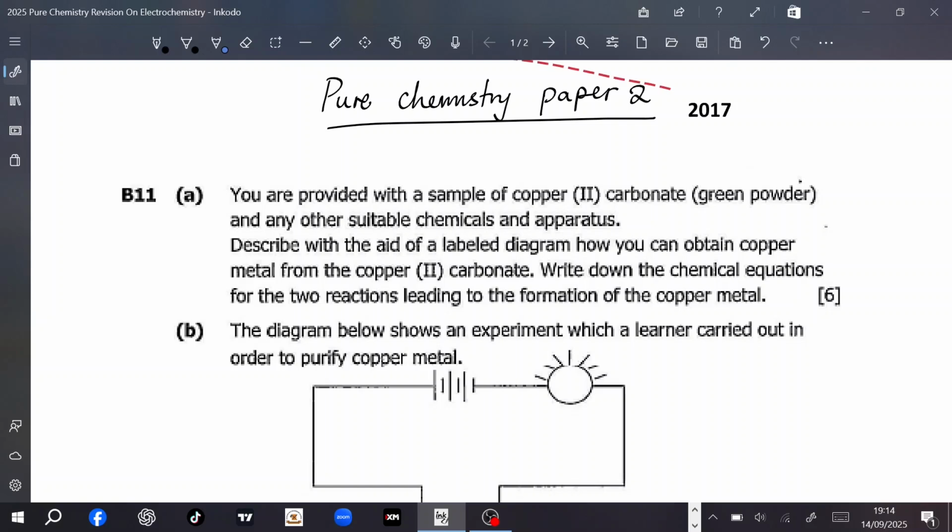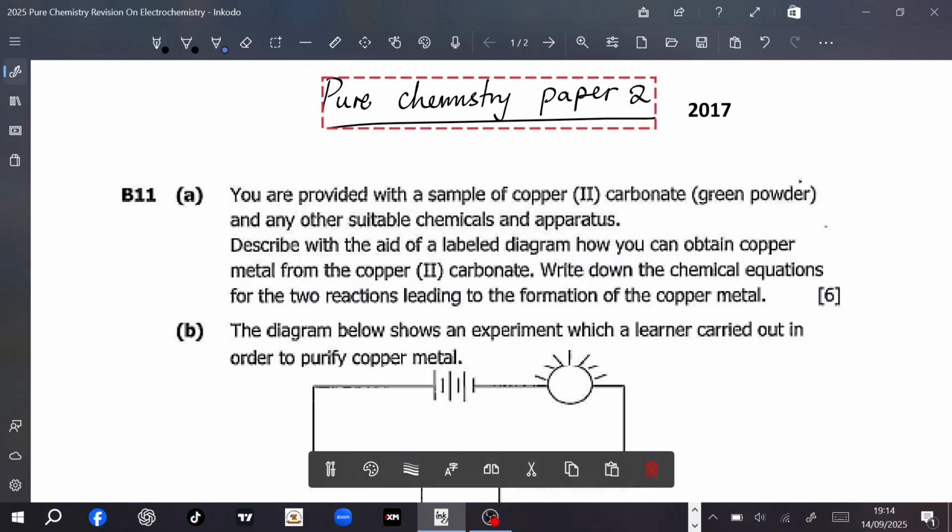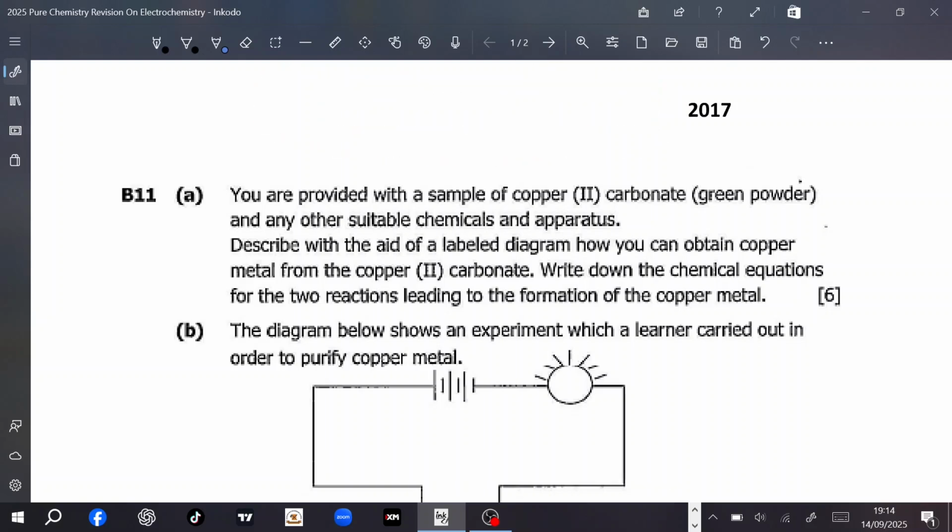To begin our revision we are going to look at a question which came from a topic. Actually, the topic that we are looking at is electrochemistry. So I'll be revising a question from electrochemistry, which is just under pure chemistry.